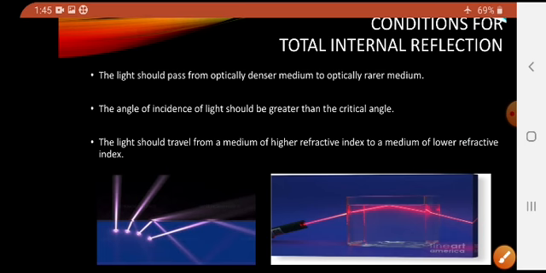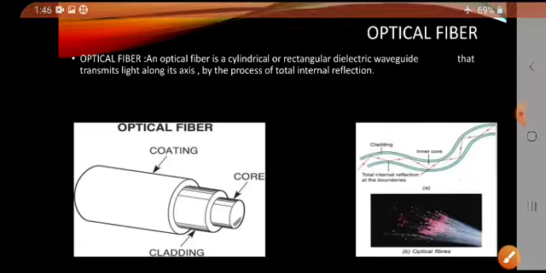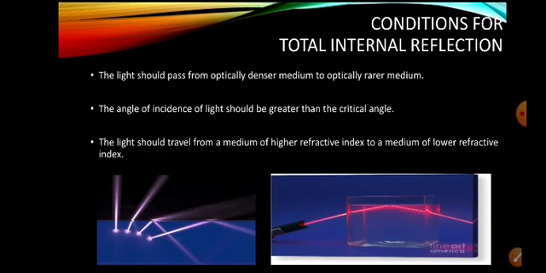So for total internal reflection, the light should travel from an optically denser medium to an optically rarer medium, and the angle of incidence should be greater than the critical angle. The light should travel from a medium of higher refractive index to lower refractive index. Sorry, these are the conditions for the total internal reflection.